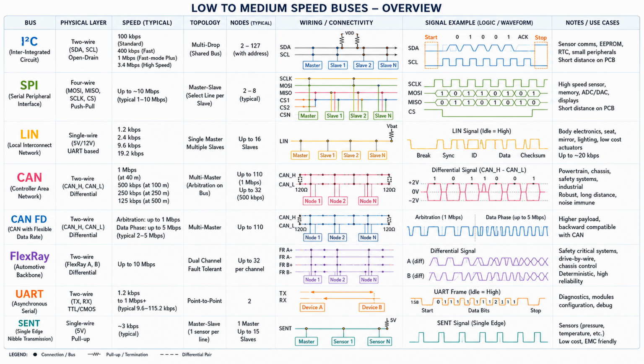FlexRay is used in drive-by-wire, steer-by-wire, chassis control, and advanced safety systems. Although powerful, FlexRay is more complex and expensive than CAN, which limited its widespread adoption.